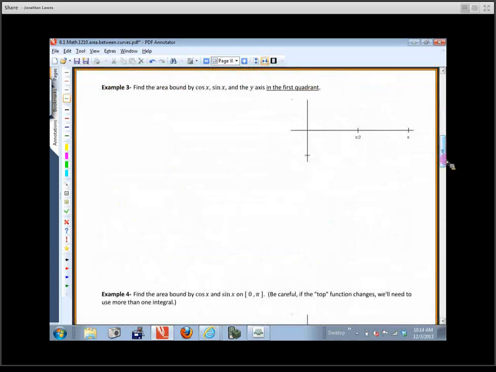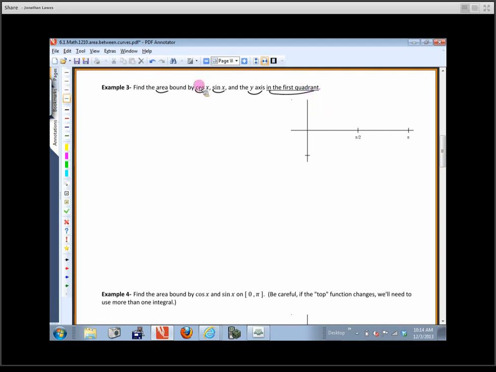Okay, on this next one, we're going to use the same couple of functions, but we're going to look at this in several different ways. So this is just kind of a classic problem. I would definitely know how to do something like this. It says, find the area bound by cosine of x, sine of x, and the y-axis in the first quadrant. So let's think about what that would look like.